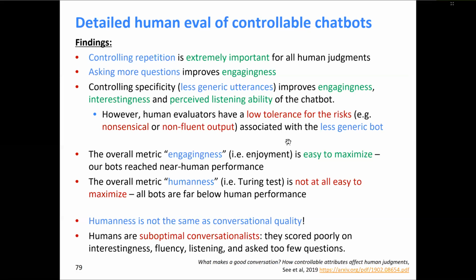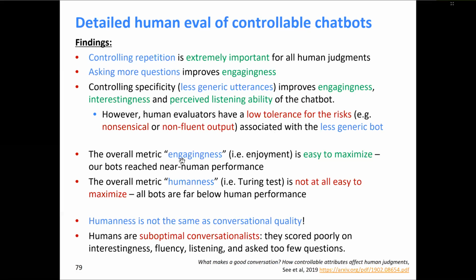So humans actually have a very low tolerance for the risk associated with a less generic bot. If the bot generates nonsensical or not so fluent output, humans can easily get lost and just stop talking back. So it is very interesting to see how humans interact with the bot at different qualities.